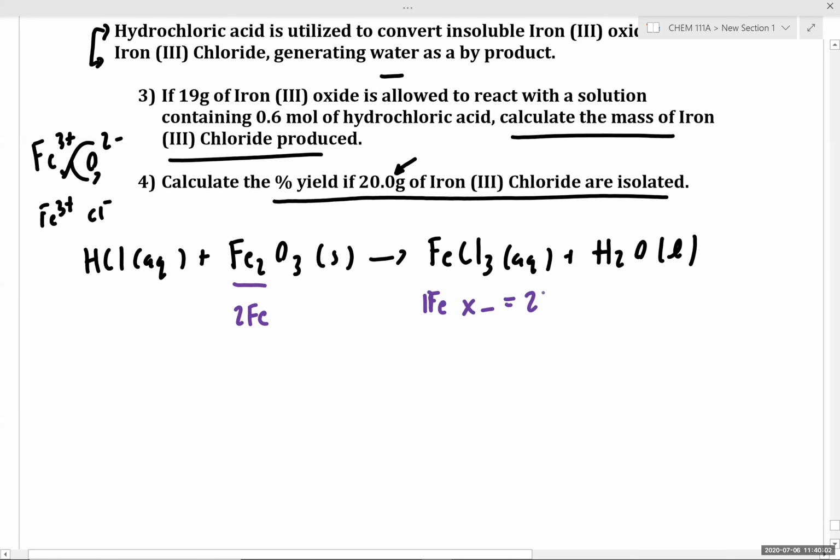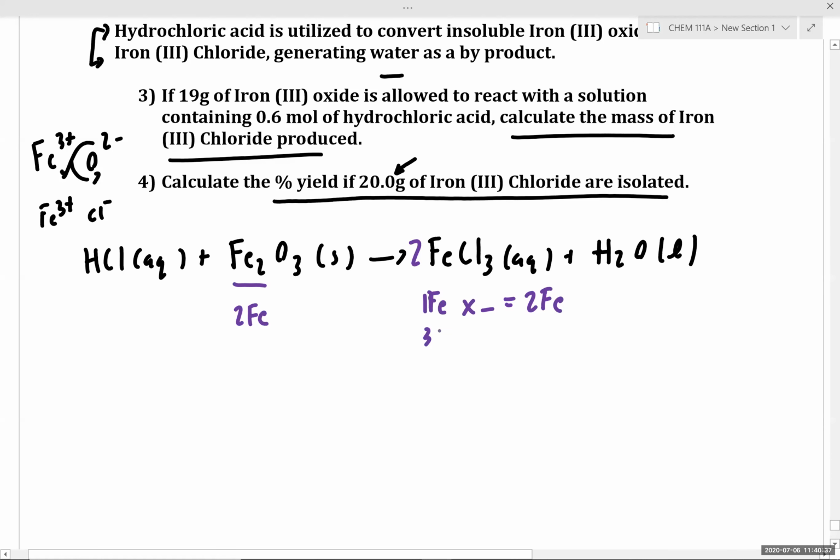1 times what would give me 2 irons? 1 times what is equal to 2? What's the coefficient for iron 3 chloride? Really don't be shy, but I'm going to need your help on this one. 2. Yep, perfect. Okay.